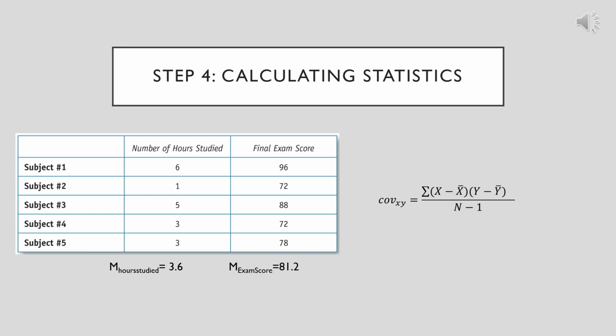Okay, so you'll remember from last lecture, we were trying to calculate a Pearson's product moment correlation coefficient, also known as just a correlation or correlation coefficient, for these two variables, number of hours studied and the final exam score. In particular, we had 5 different sets of these scores from 5 different students.